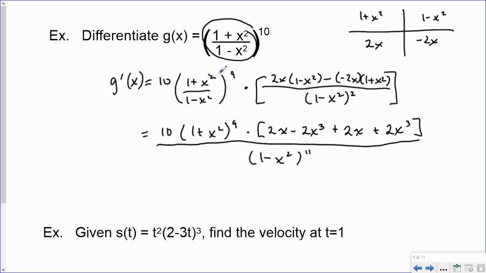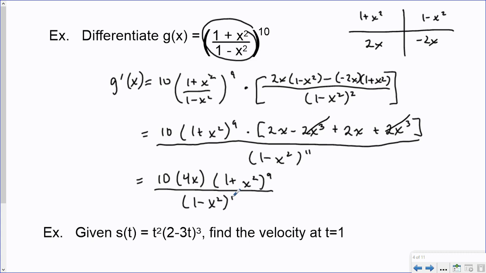Okay, so that 9 has to go in here, like it did, and has to go in the bottom. Now I think that probably cleans up a little bit even better here. What have I got in the square brackets here? It looks like I've got 4x, all over 1 minus x squared to the 11th.